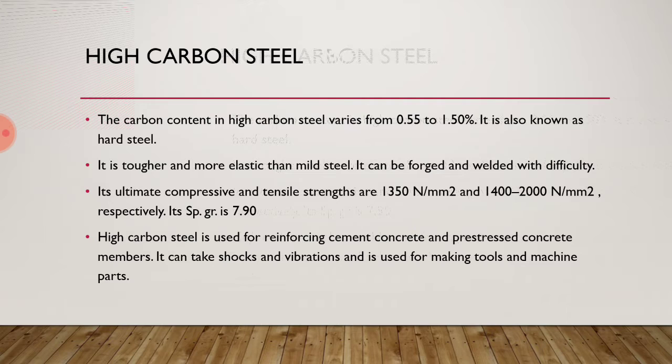High carbon steel is used for reinforcing cement concrete and prestressed concrete members. Prestressed concrete members in the form of piles, prestressed piles, as well as beams where high strength is required. For that reason, it can take shocks and vibrations and is used for making tools and machine parts, tools such as the heads of hammers and so forth, and machine parts which relatively require good strength in order for them to operate.